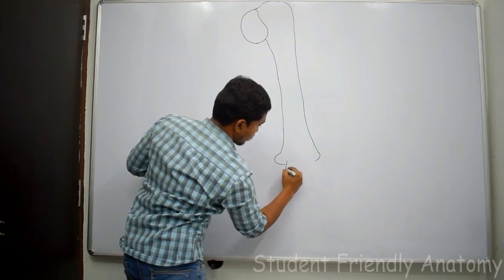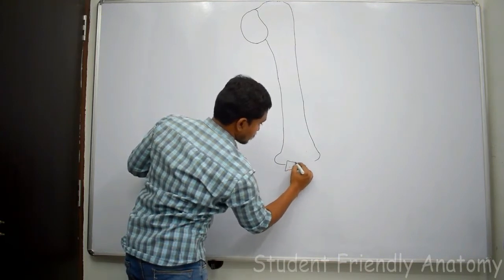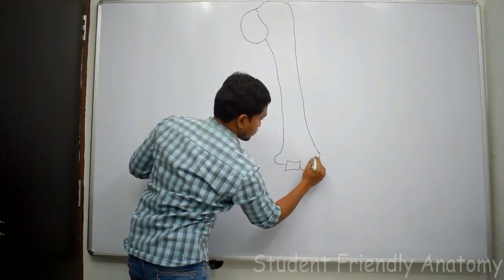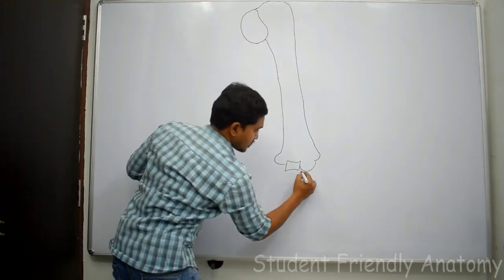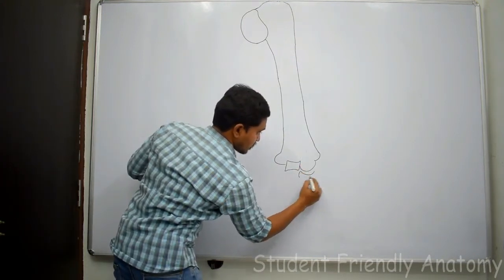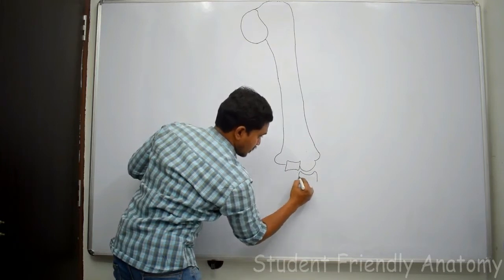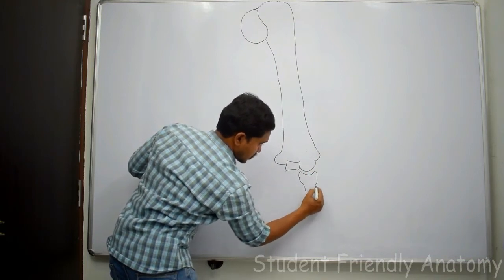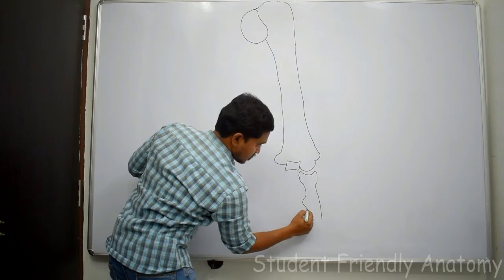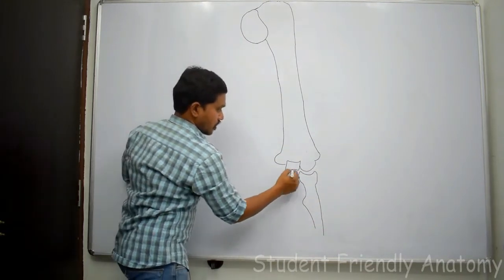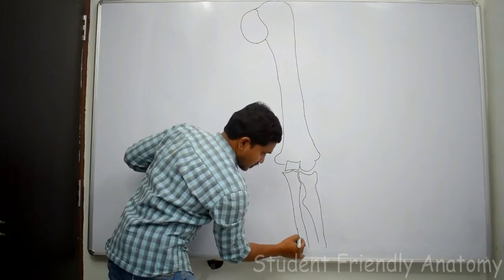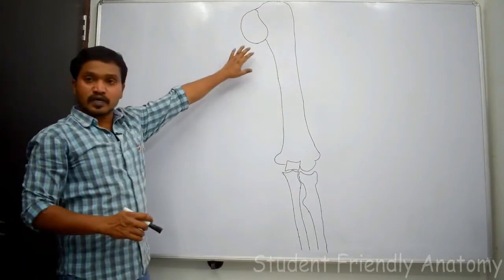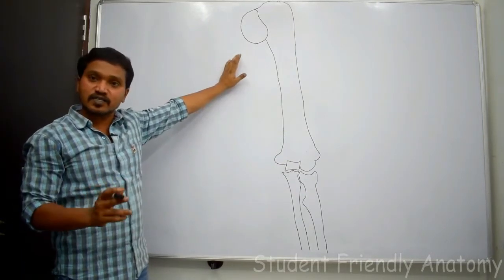Right? Here you can find, what is this? Trochlea, and here capitulum. And this is what? Head of the radius, and this is the neck of the radius, and this is the radial tuberosity, and this is the shaft of the radius. This is the ulna.